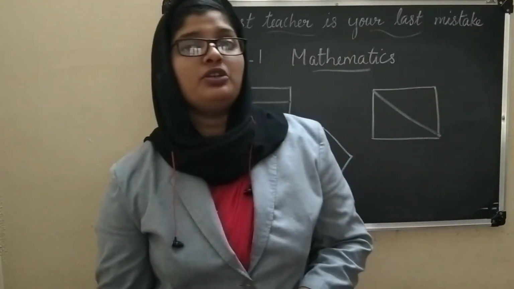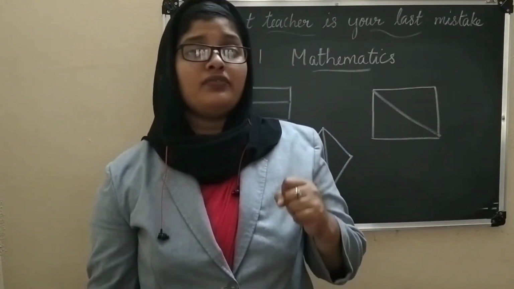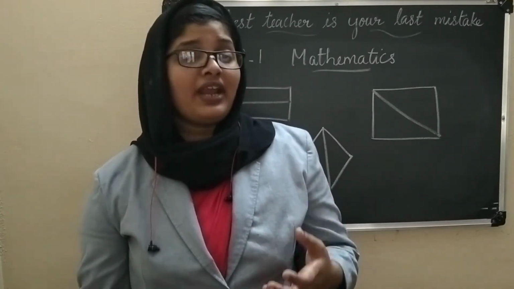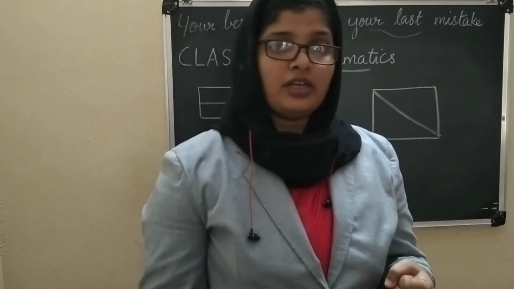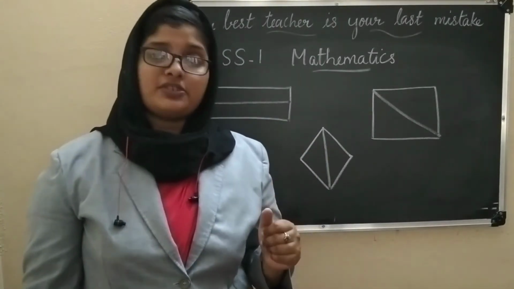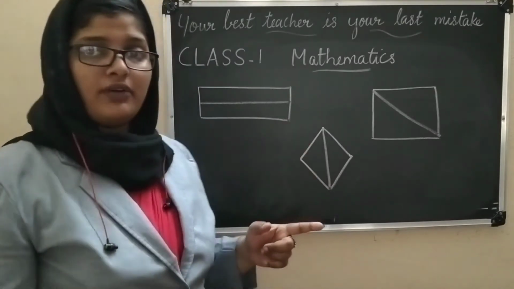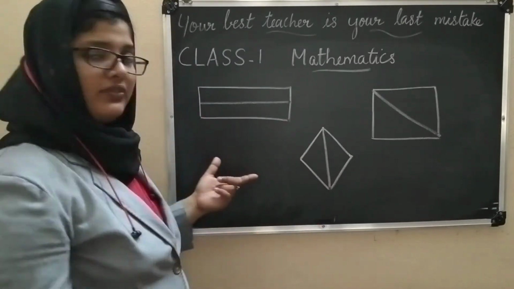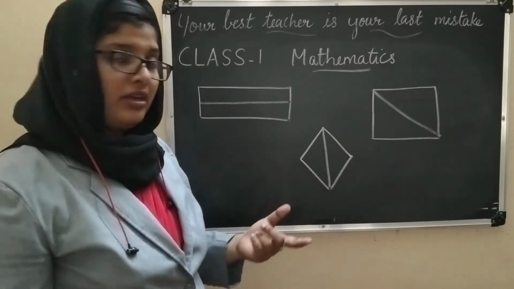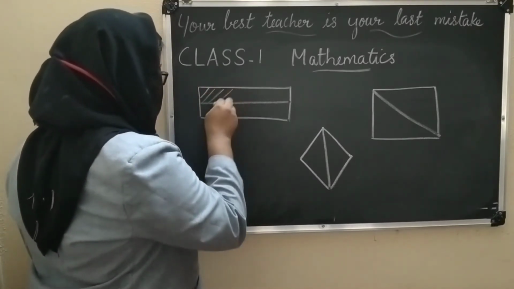Next, we are going to do an activity. We are going to color one half of each of the following figures and write the fraction for the shaded part. We already studied that two halves make a whole. So now we are going to shade one half of the figures. One half means what? We need to color only one part. So I am coloring like this.